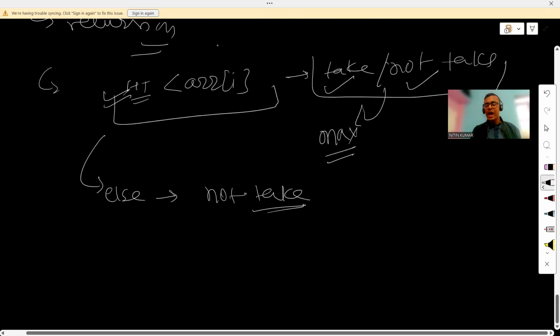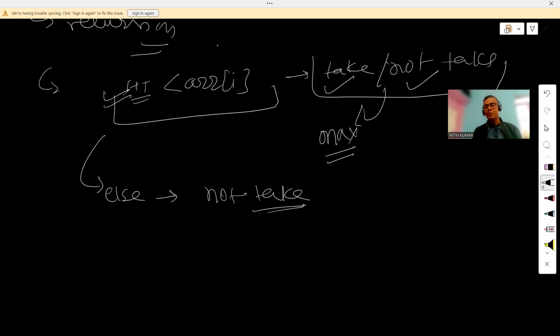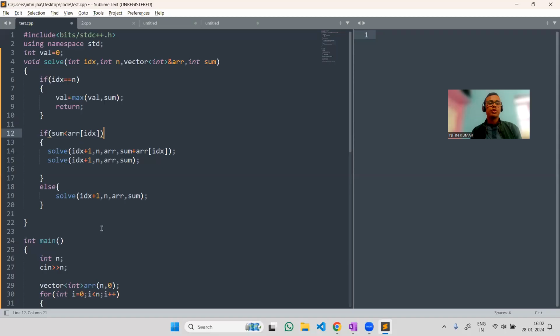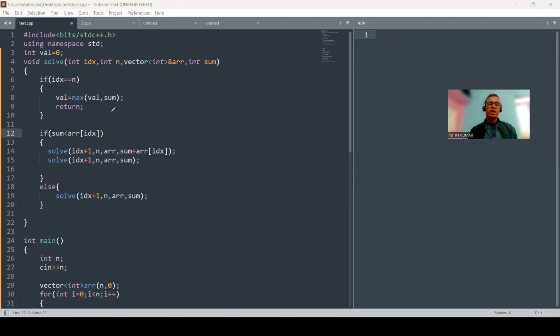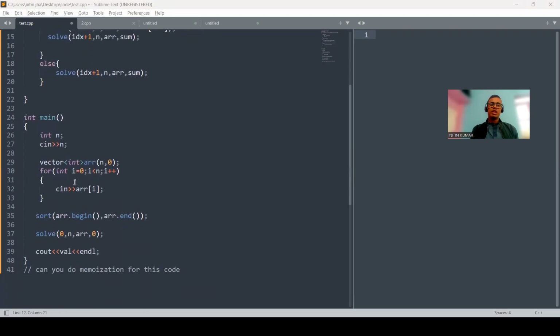I am calling a recursion function from my main function, and let me show you the code first. There I am explaining you the best. So this is the recursive code, and I hope you are seeing this. Here you can see this is the main function, and here I have taken n as input.